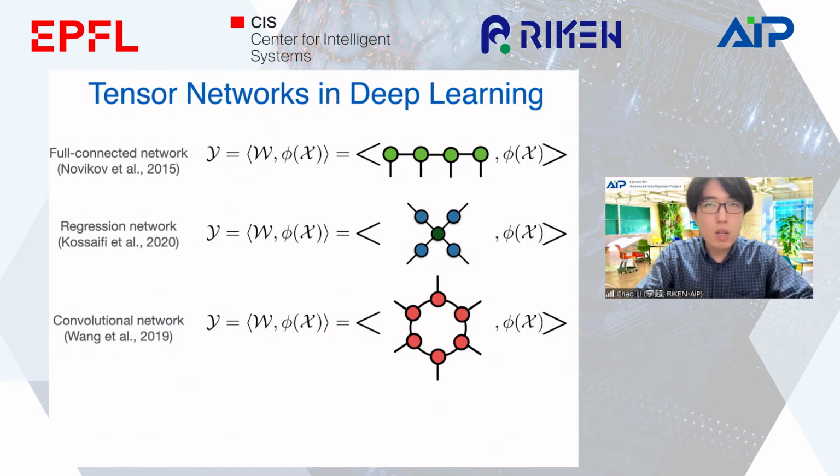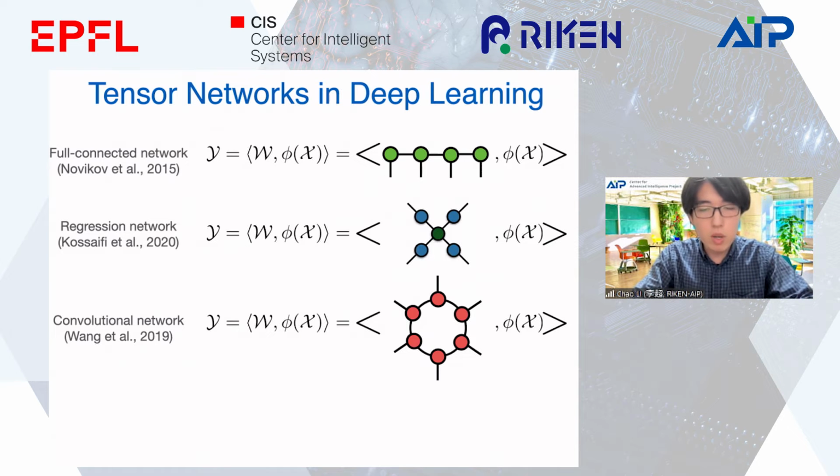And the tensor network also has rich applications in deep learning. And the goal in this application is mainly for model compression. We can see that in the existing works, various tensor networks are applied to different deep neural networks.